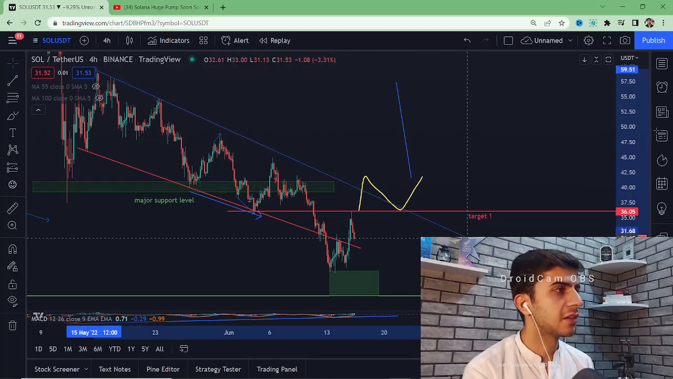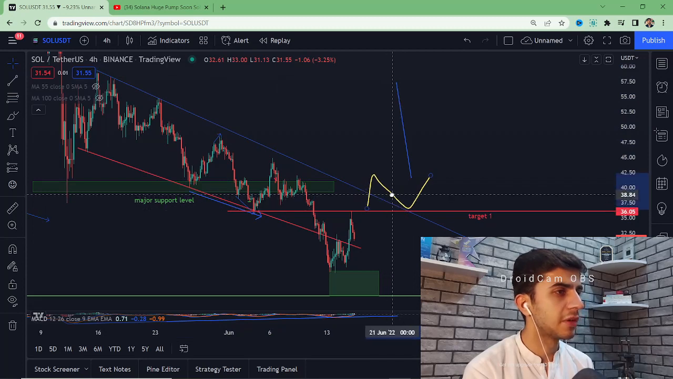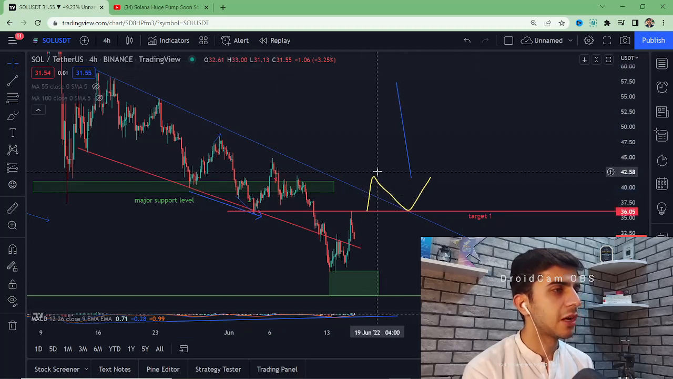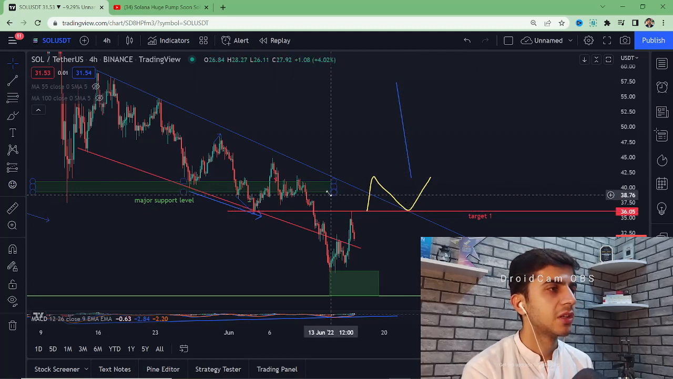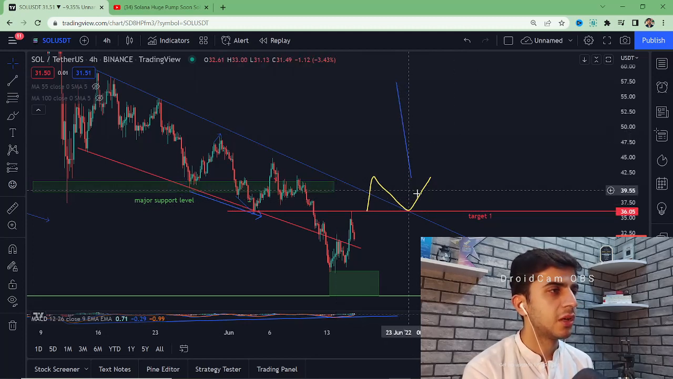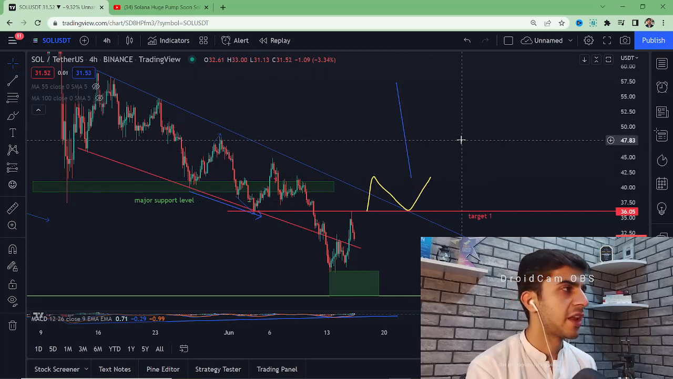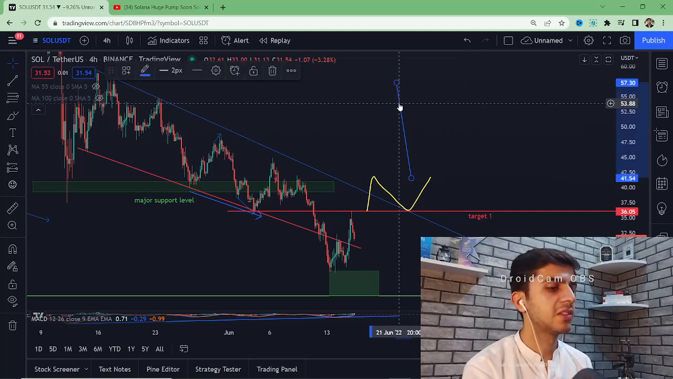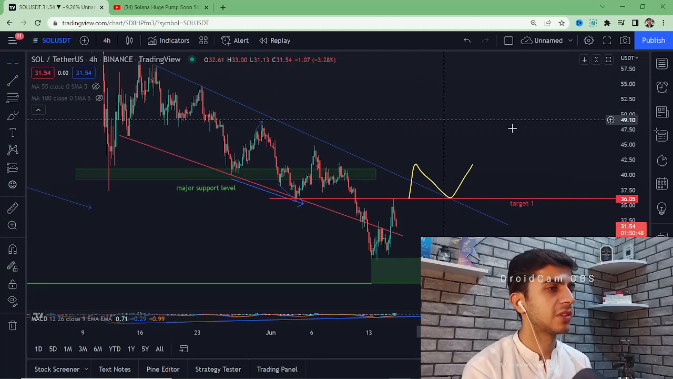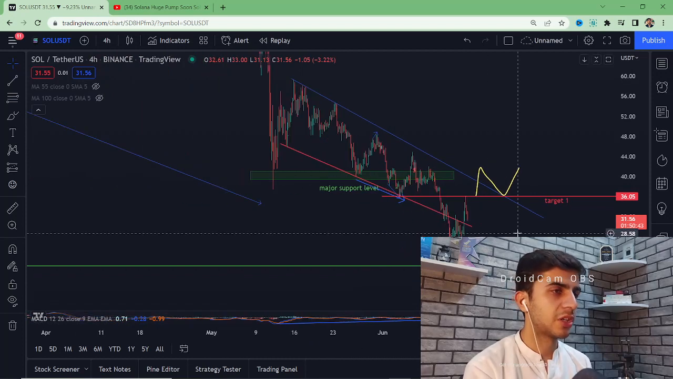And one more thing will happen: this thing will also happen. It will break above, do a retest of this support level as well, and the trend line confirmation as well, and this breach as well, and then it will break out. So this is just a hypothetical prediction. This can happen or this cannot happen, but this seems to be the most possible scenario for Solana on the 4-hour time frame.